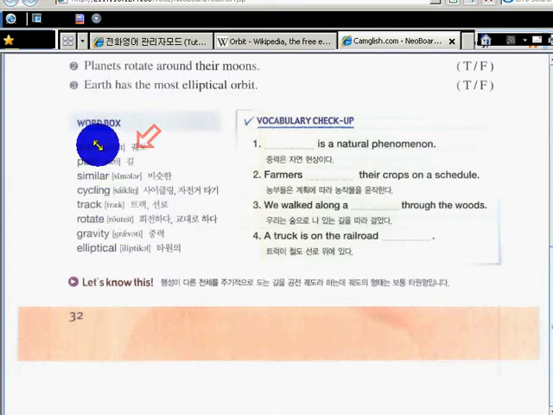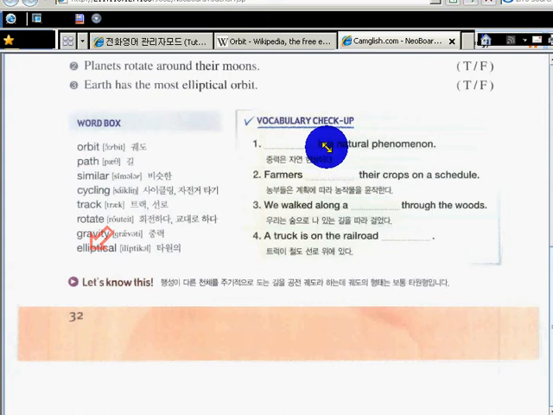Repeat after me. Orbit, path, similar, cycling, track, rotate, gravity, elliptical. Good job. Now let's move on to vocabulary checkup.